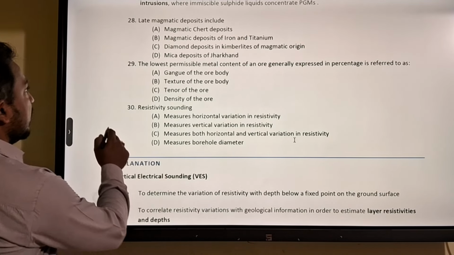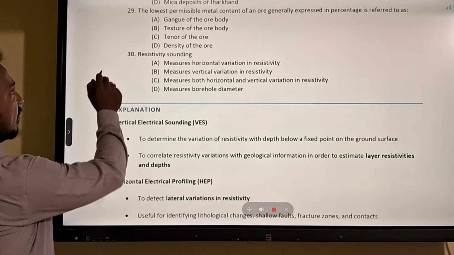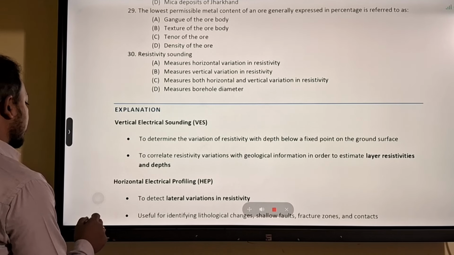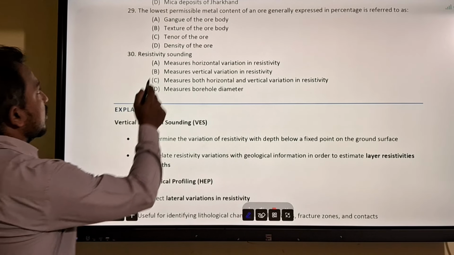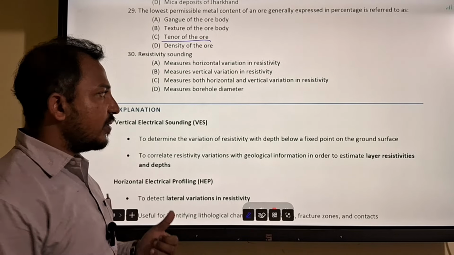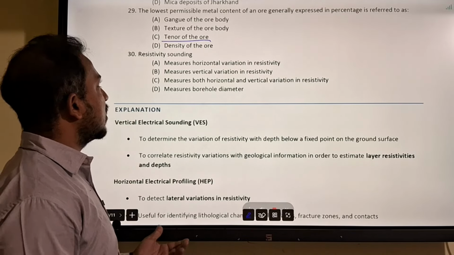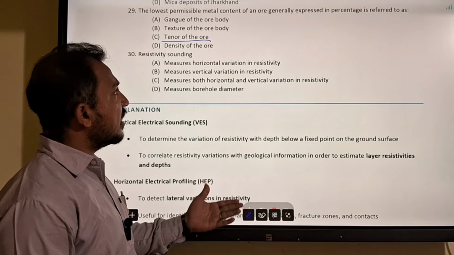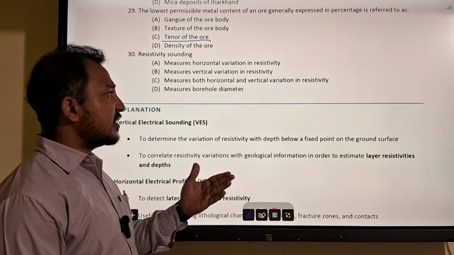So come to next question. The lowest permissible metal content of an ore, generally expressed in percentage, is referred to as what? So what we call tenor. Tenor is the metal content of an ore, which is also considered as the lowest permissible metal content of an ore, generally expressed in percentage.